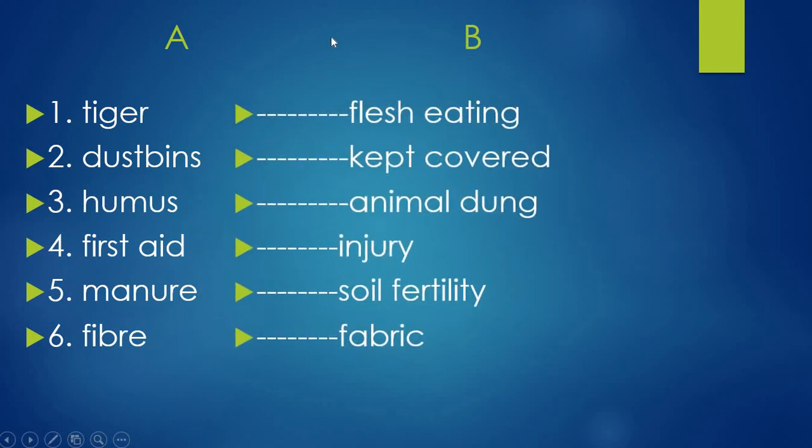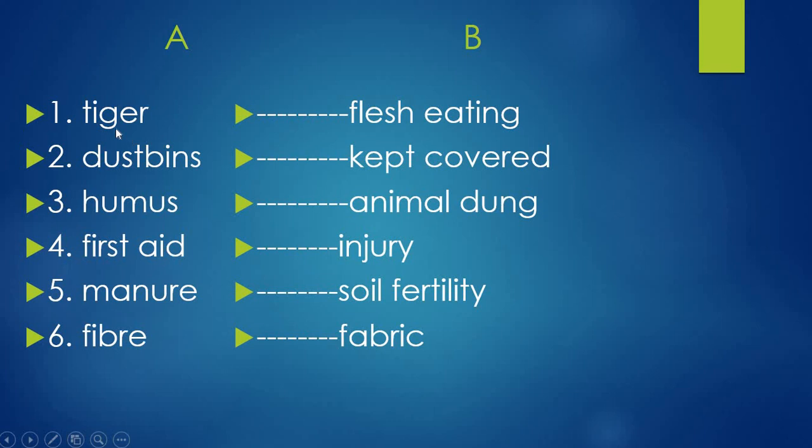Here are the correct answers. Tiger is a flesh-eating animal. Dustbins should be kept covered. Humus you can even get from the animal dung. First aid is used when some injury is there. Manure is used by the farmer to increase the soil fertility. Fiber means fabric.